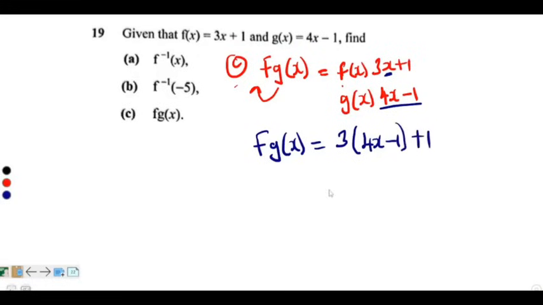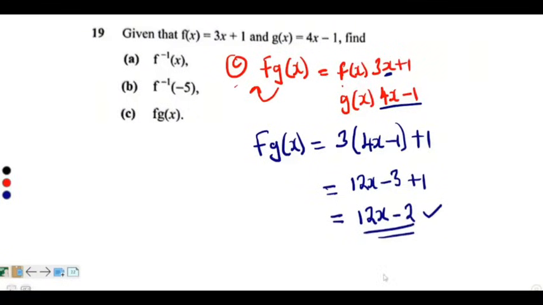From there we can say 3 times 4x is 12x, minus 3 times 1 is 3, then plus 1. So from here we have 12x, negative 3 plus 1, which gives us negative 2. So this is the f of g of x function, and this is our answer.